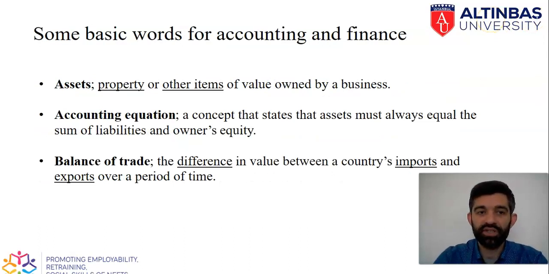So after defining accounting and finance, let's talk about some basic words for accounting and finance. The first word is assets. It's property or other items of value owned by a business. The second one is accounting equation. You're going to see this many times if you are really interested in accounting. Accounting equation is a concept that states that assets must always equal the sum of liabilities and owner's equity.